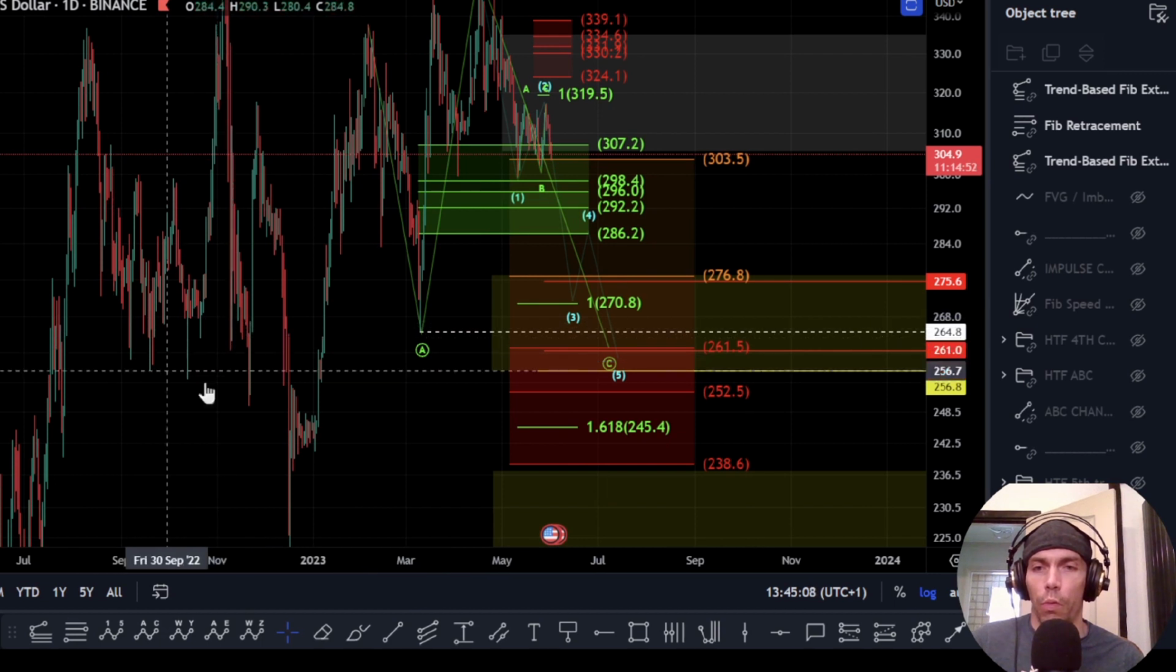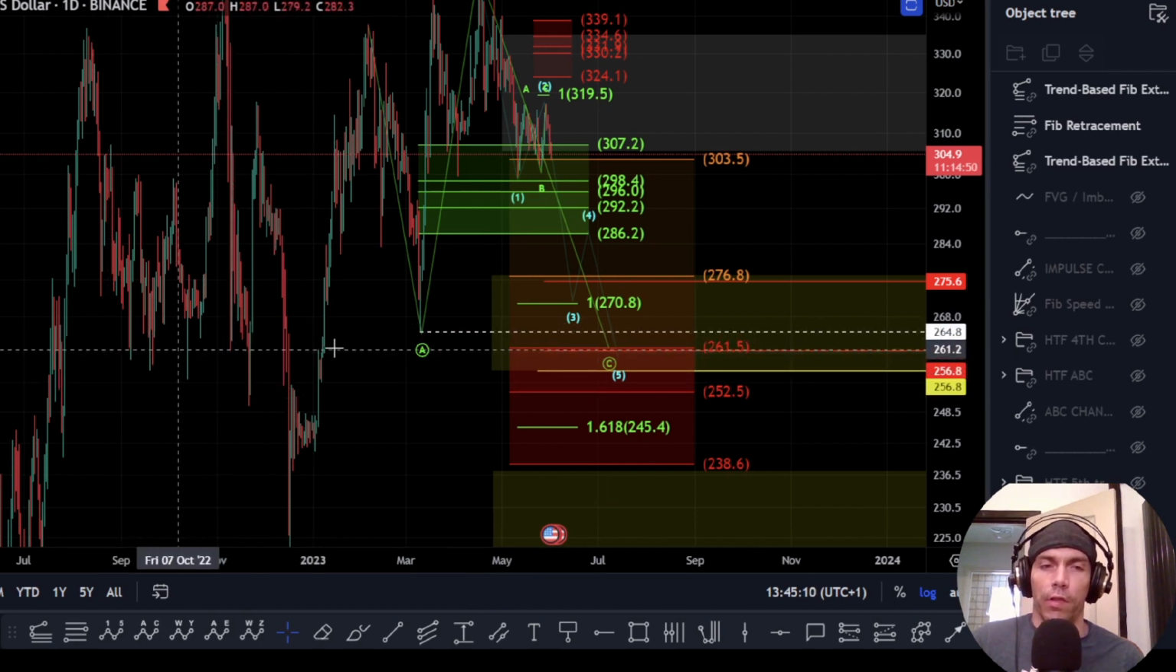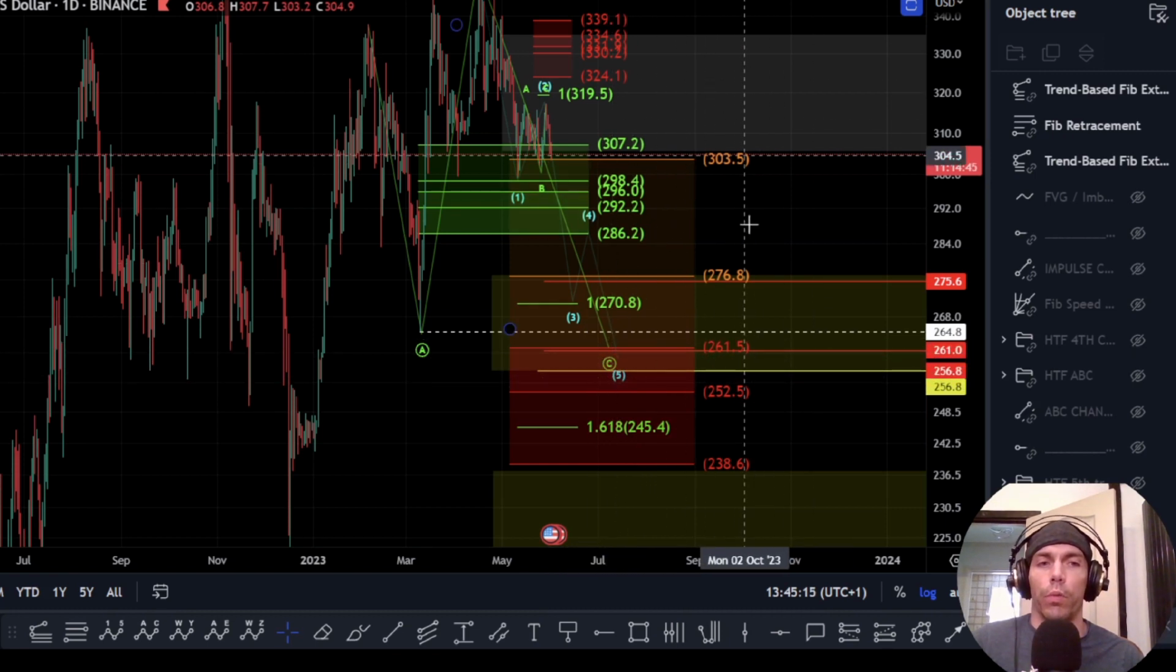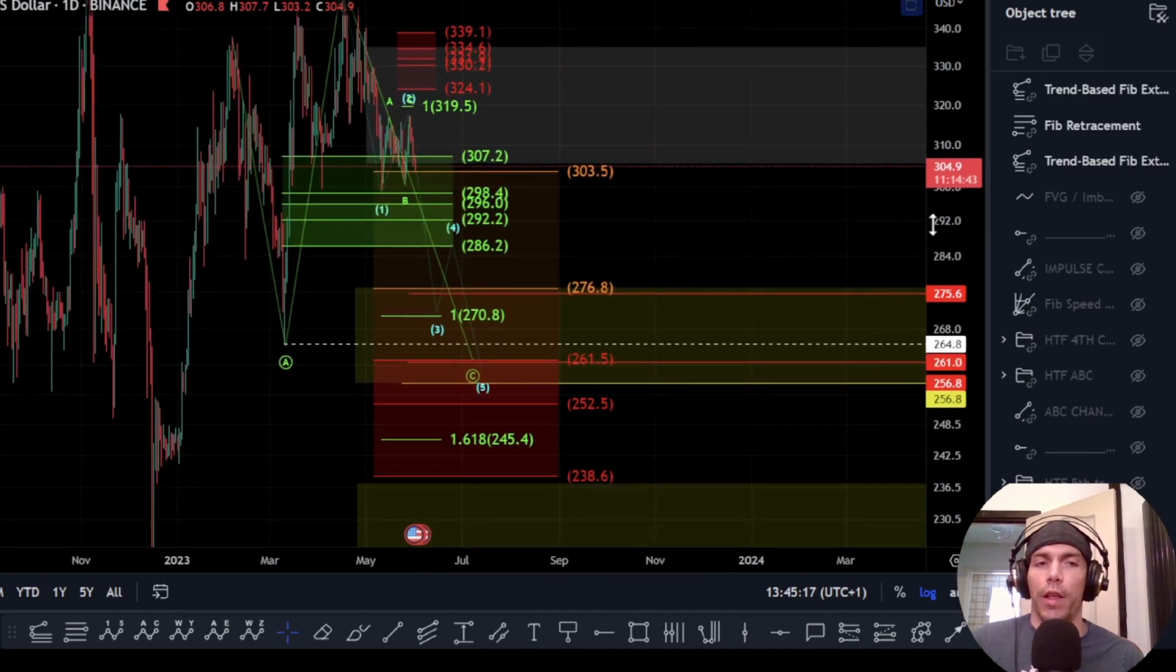This would also be looking to back test some of these previous levels of support. So I would be keeping an eye on this as a potential support zone where we could actually look for price to move up directly at that point.